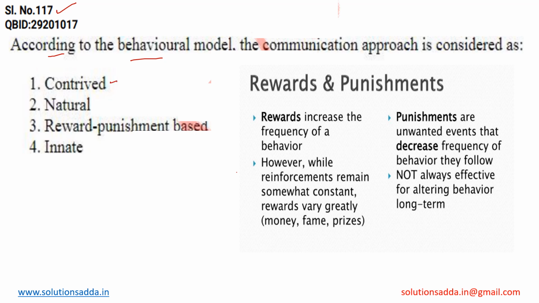Here are the options: contrived, natural, reward punishment based, and intent. In order to answer this question, we must know the meaning of these terms. So contrived and natural and innate, these are not synonyms of each other, but innate means which is inbuilt. So a person's behavior which is inbuilt, or we can say implicit.